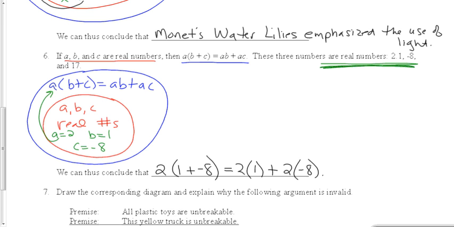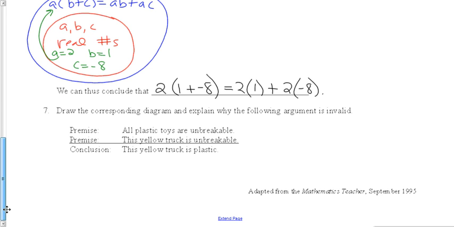Moving on to number 7. Now, number 7 says draw the corresponding diagram, so we need to draw the Venn diagram from the two premises, and explain why the following argument is invalid. So they're saying that someone has made this conclusion down here, that this yellow truck is plastic, that is actually invalid. They're telling us that to start with. We just need to explain why.